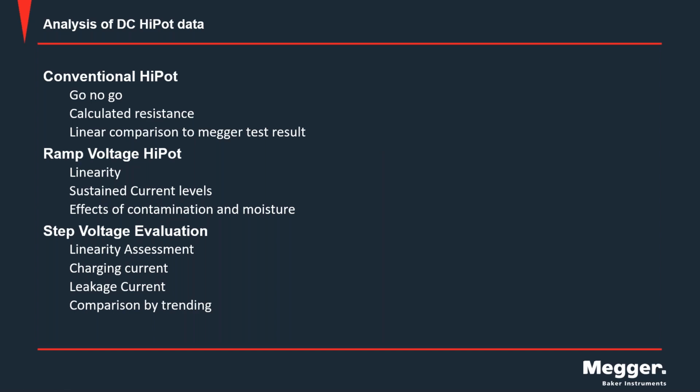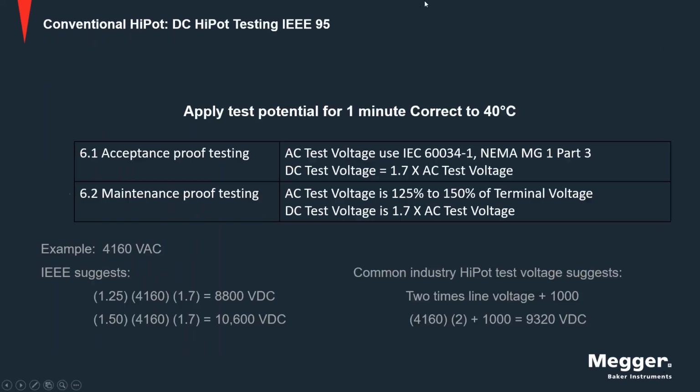However, the step test is the one that really gives you that. Here I've got listed the ramp voltage test, where you ramp up to target voltage with no holding, and basically it looks at sustained levels of charging current. You can see the effects of contamination and moisture in that graph. Step voltage evaluation, again, gives you a linearity assessment. We're looking at charging current and leakage current, and again, all these we can trend by comparison.